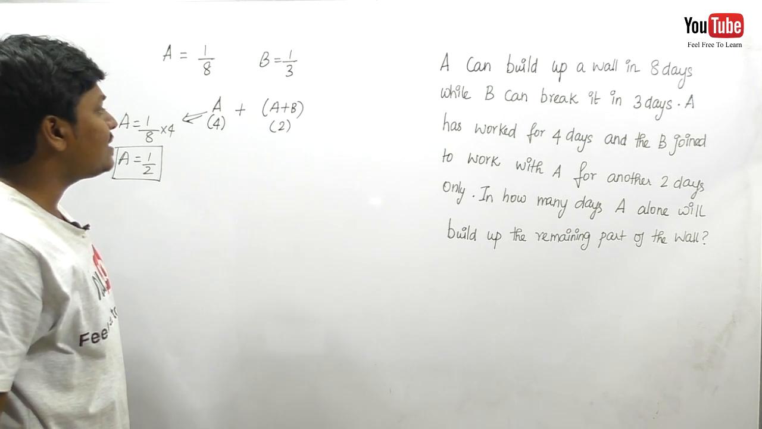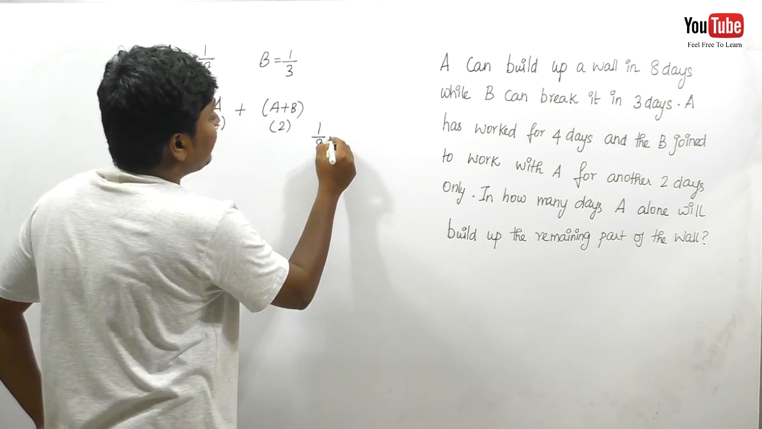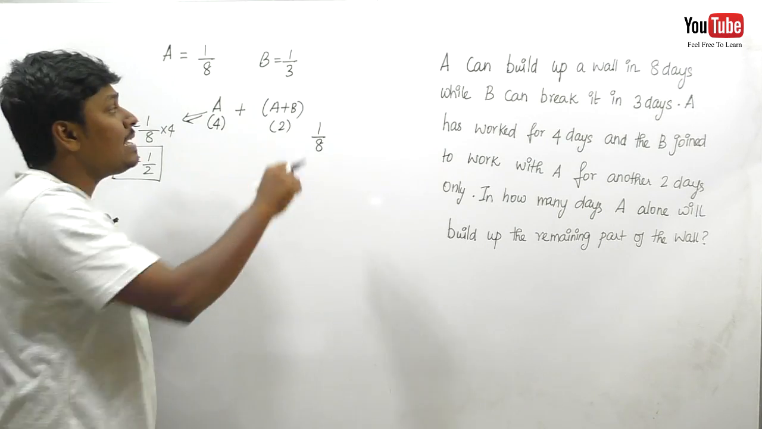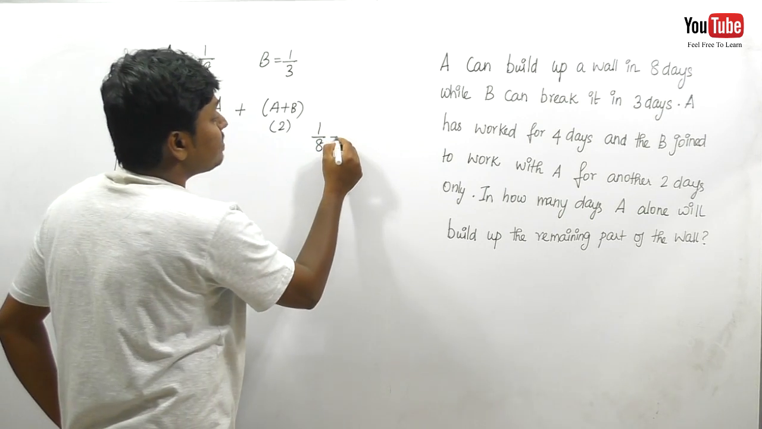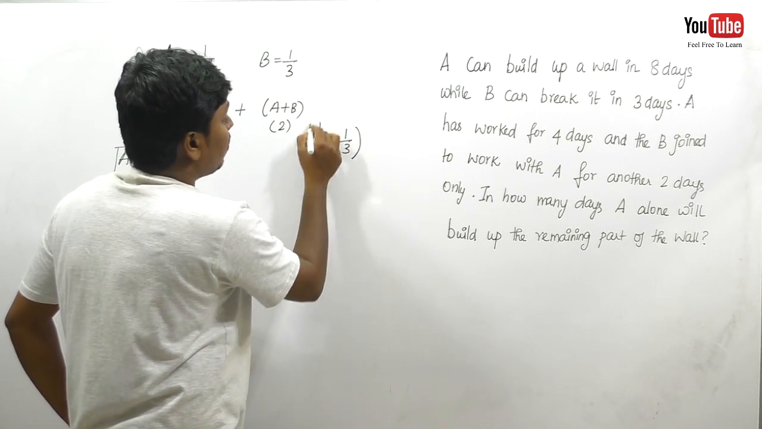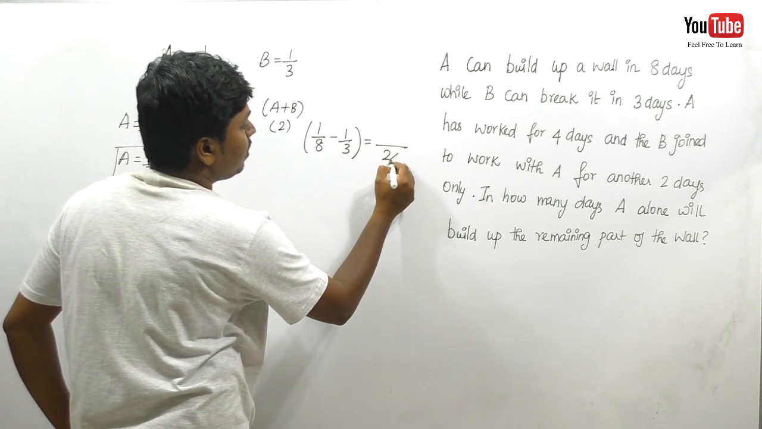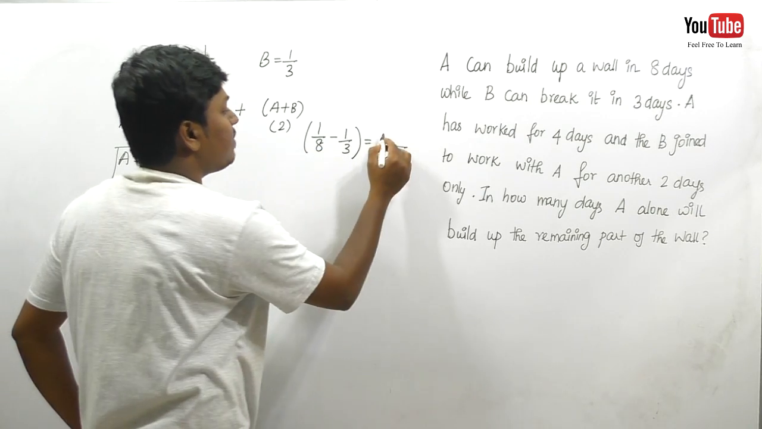Let me find, friends, A plus B's 1 day work, right? So A is 1 by 8. Friends, listen carefully. We need to find A plus B's one day work, but here B is breaking, not building, right? So if B is breaking, I can say minus 1 by 3. Let me find the one day work. I think 24, right? 8 3s are 24, so that is minus 5 by 24.